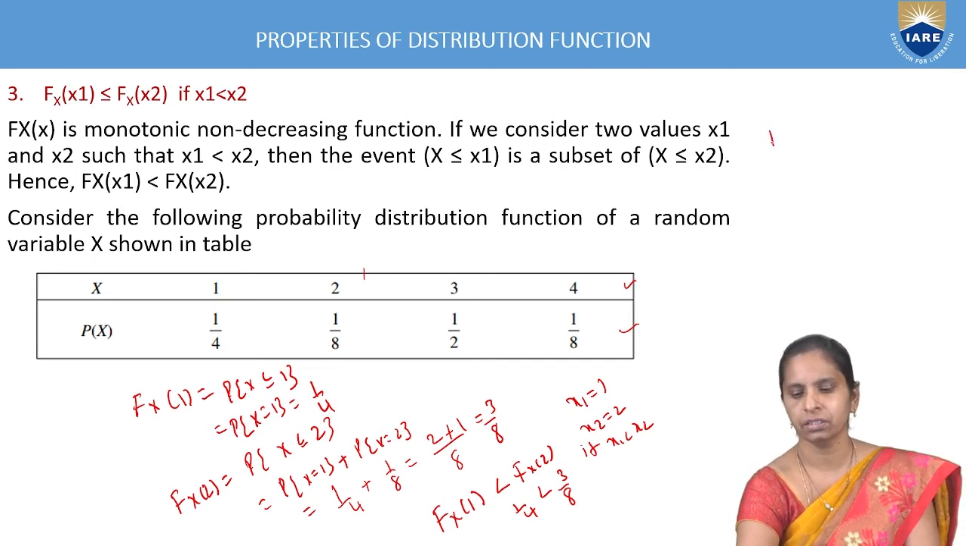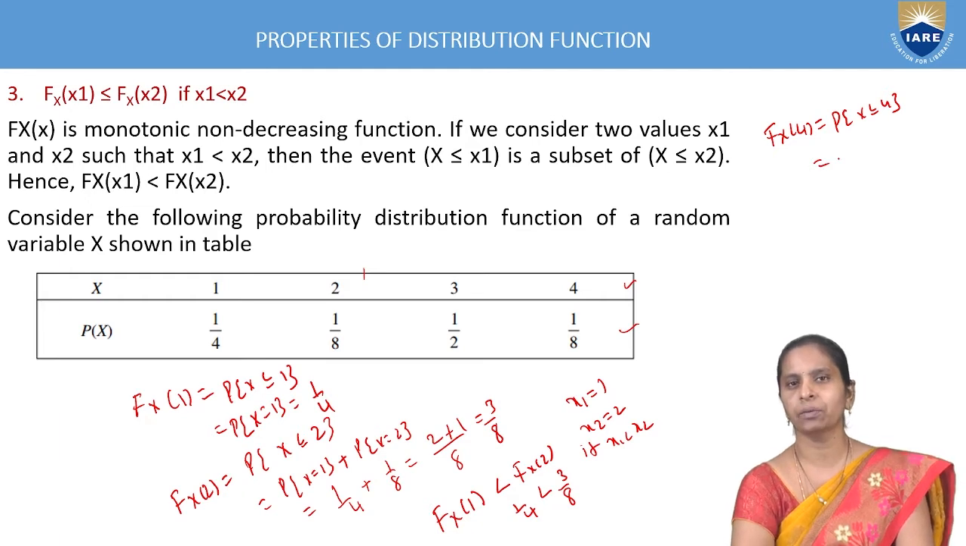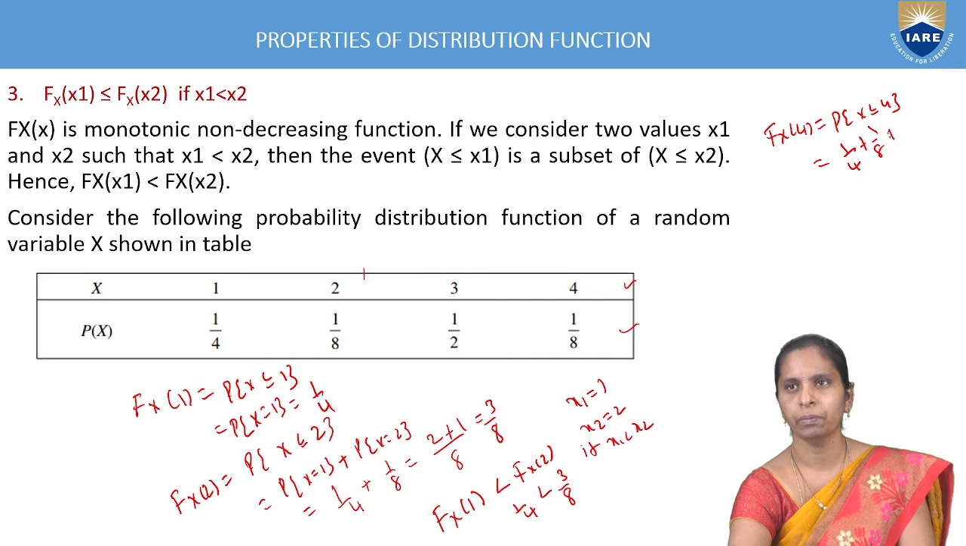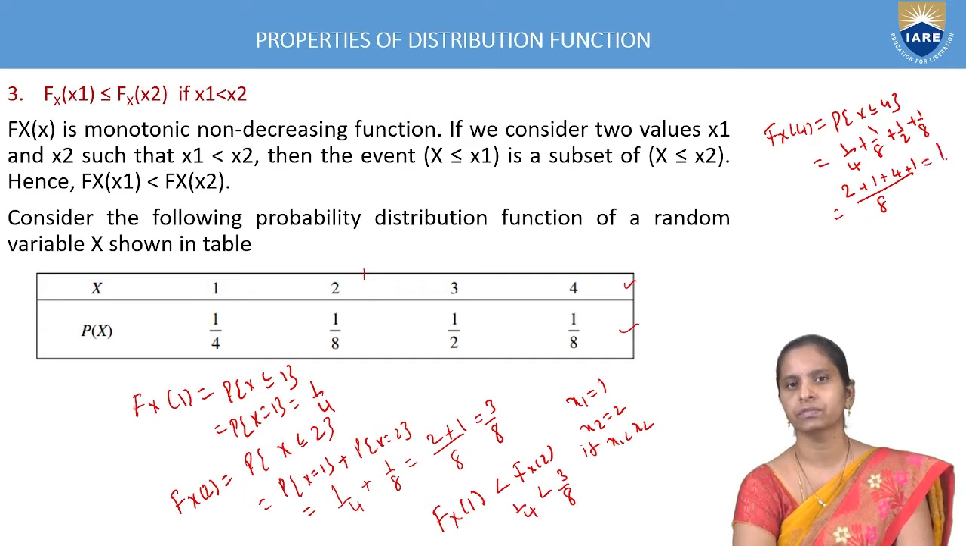So let us calculate F(4). So what is F(4)? P(X ≤ 4). It means I have to take the probabilities up to 4. Up to 4 means P(X=1) + P(X=2) + P(X=3) + P(X=4) = 1/4 + 1/8 + 1/2 + 1/8. If I take the LCM, then 2 + 1 + 4 + 1, that equals 8/8, that equals 1. So my F(4) is equal to 1.